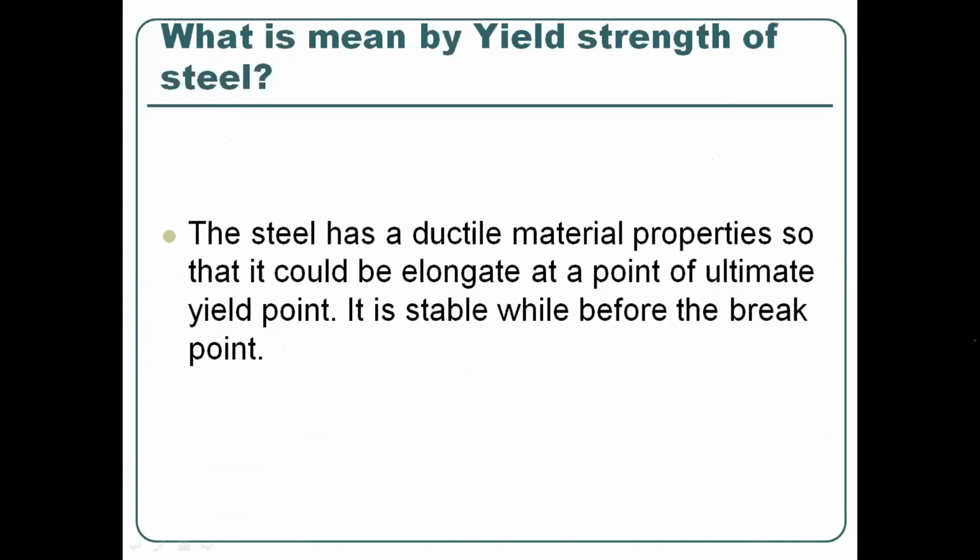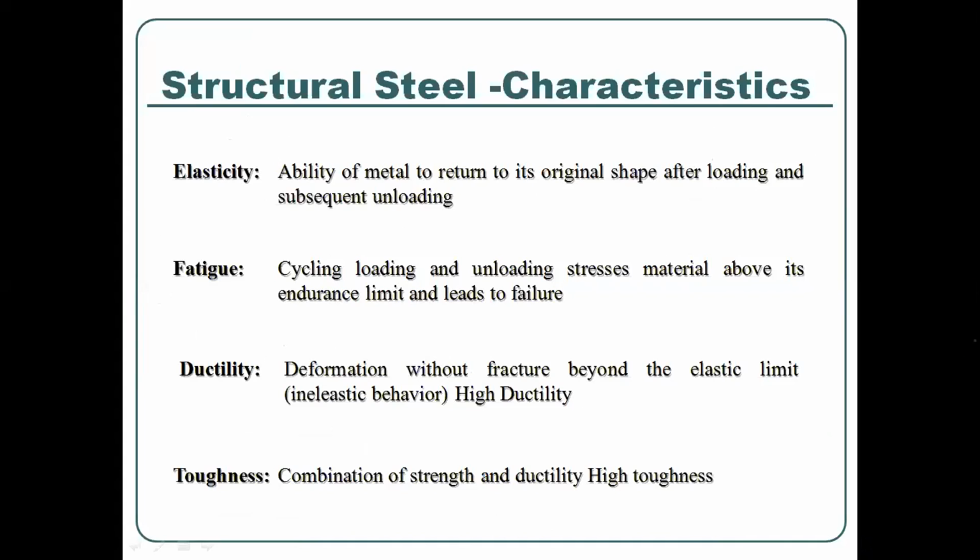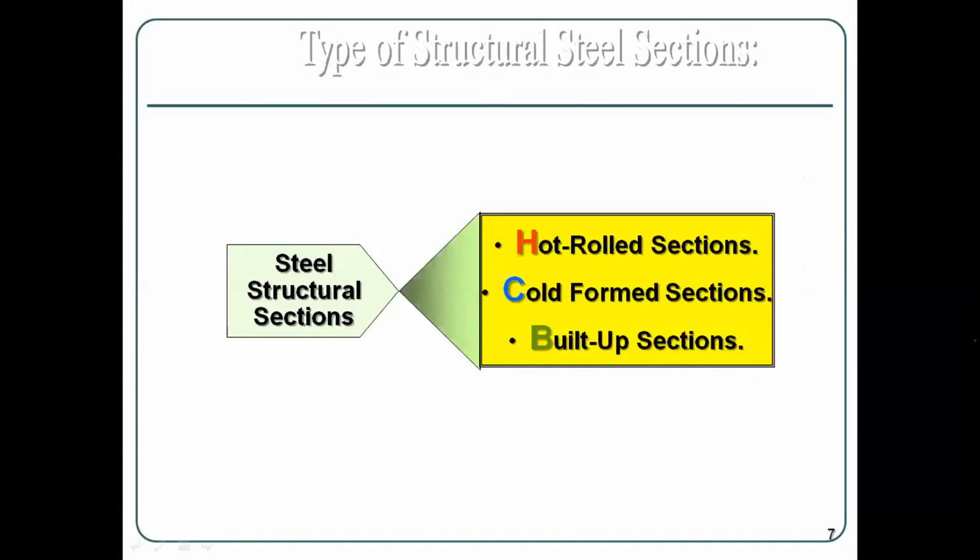And what do you mean by yield strength of the steel? And structural steel and its characteristics. See, what are these? They are all called mechanical properties of steel: elasticity, fatigue, ductility, toughness. These all come under the mechanical properties of steel. So what are the different types of structural steel sections available?